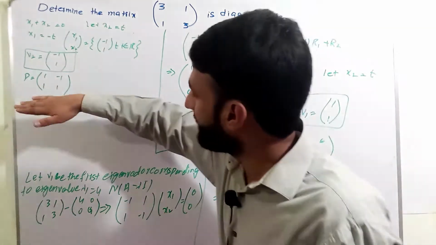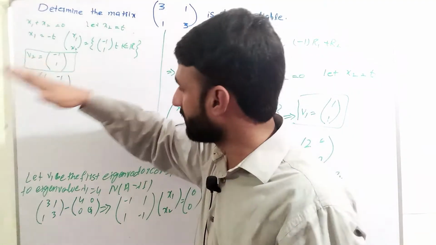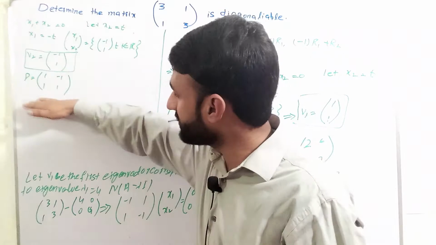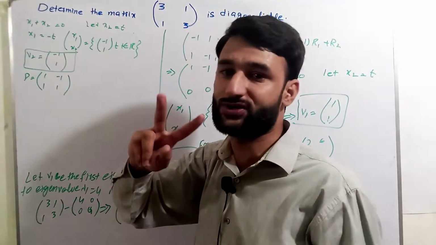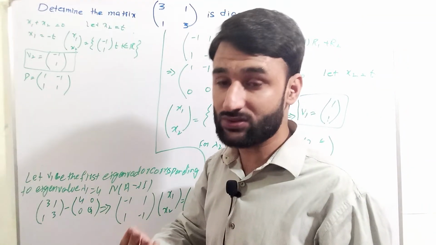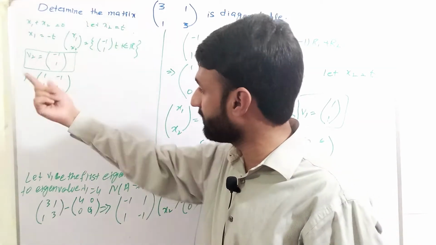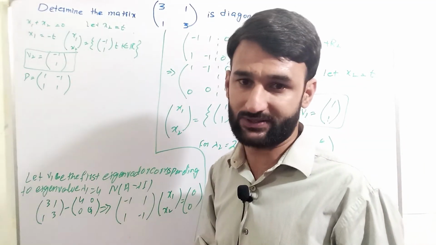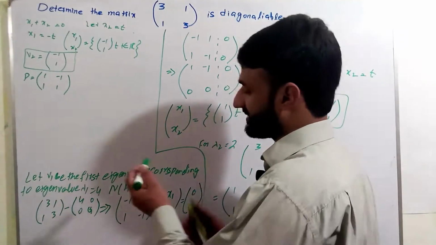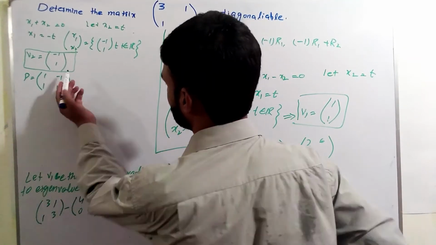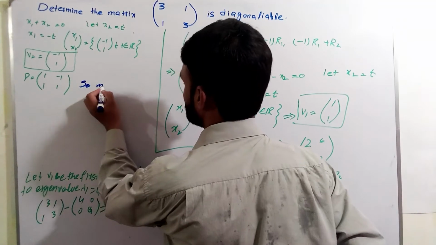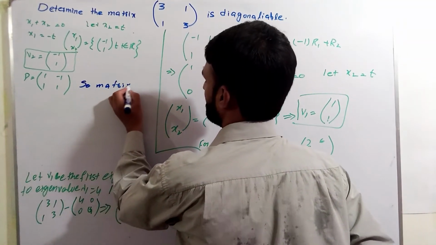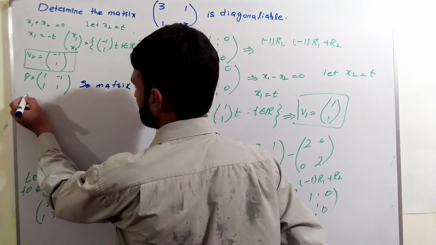So if you have 2 eigenvalues, the important condition is that it must be written in the form of a 2 cross 2 matrix. If you have 3 eigenvalues, there must be 3 eigenvectors, and the P matrix should be a 3 cross 3 matrix, right? So we can write it here, so the matrix is diagonalizable.